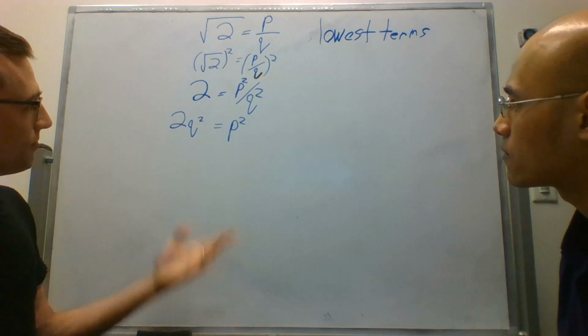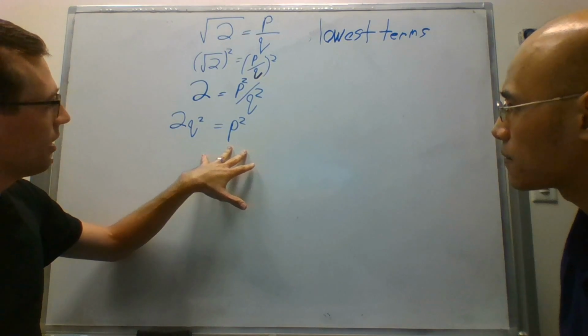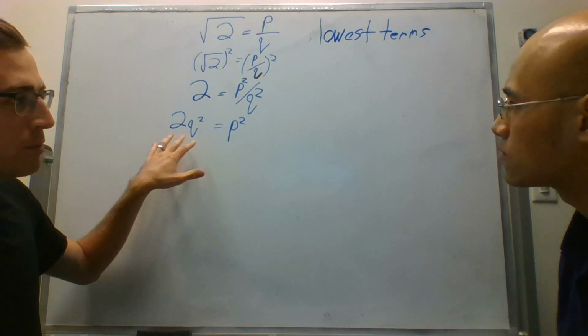Okay, so we'll multiply each side by Q squared. I think that's also reasonable. Okay, so now let's look at P squared for a second. P squared is equal to 2 times Q squared.